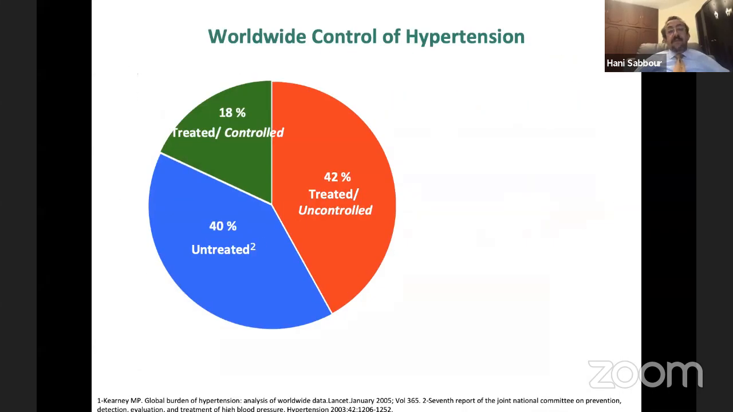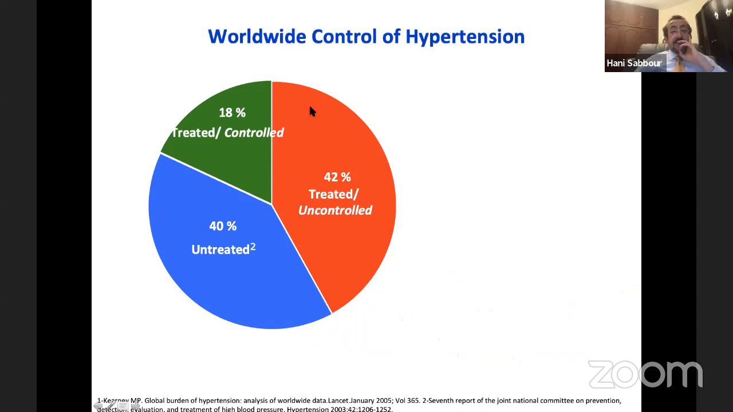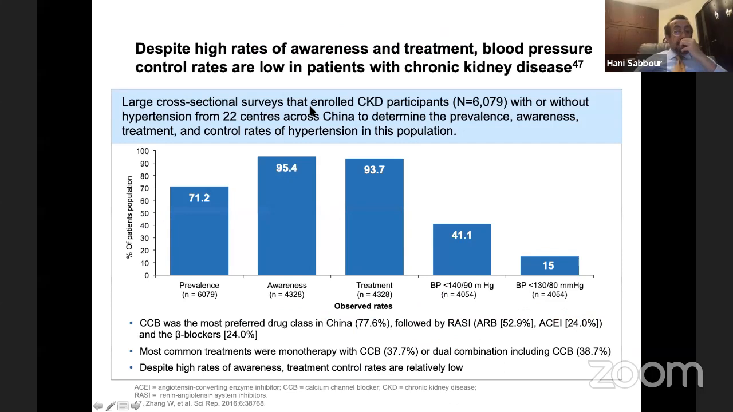So control of hypertension is always a worldwide problem. Most patients are uncontrolled, even if they're started on treatment. And many reasons for that, including compliance and adherence, absence of synergy, and too low dosages. And unfortunately, even in patients with CKD, many patients also have uncontrolled hypertension, even when the stage is not noted.